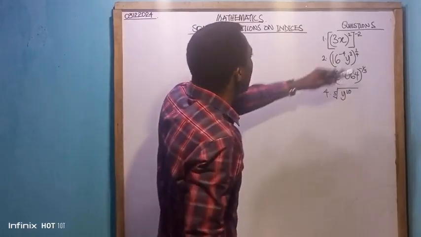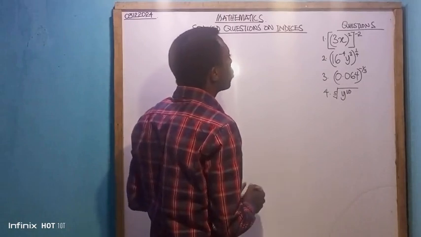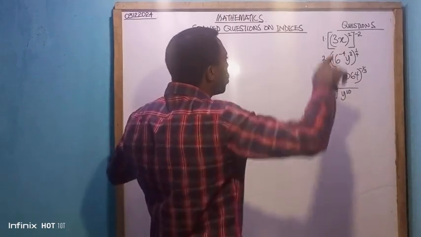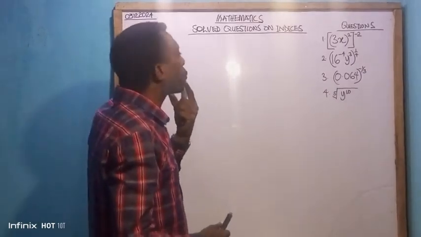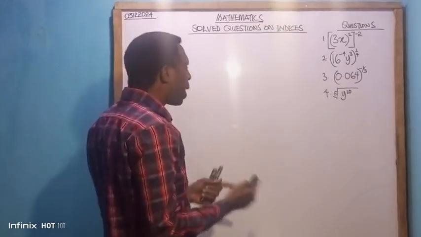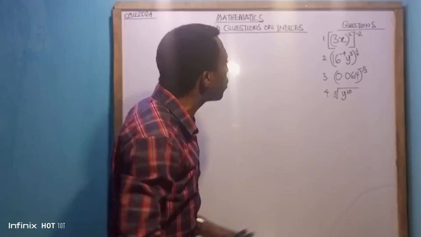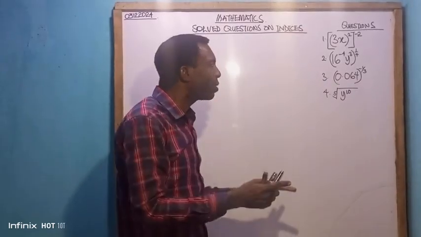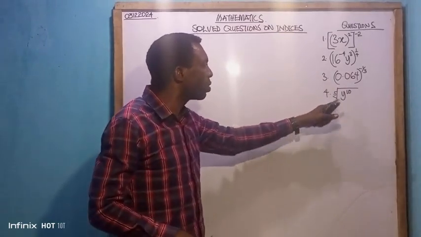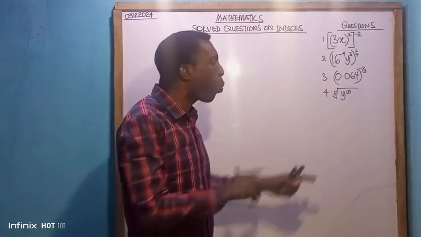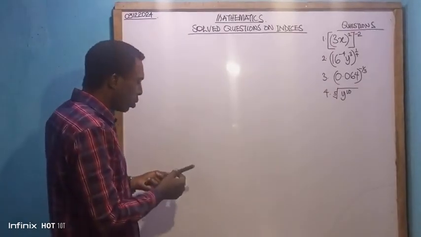We have (3x)^2 raised to power minus 2. Then the other one is (16^-4 y^3) all raised to power 1 over 4. Then the next one we have is (0.064) raised to power minus 1 over 3. Then the last question is root 5 roots y raised to power 10. So let's see as we move on and get this one solved.